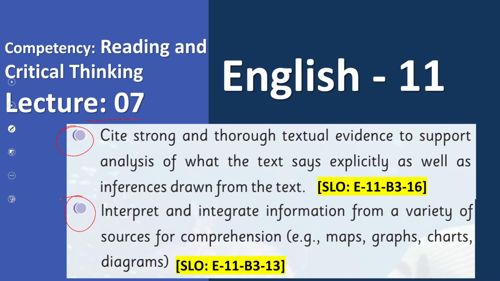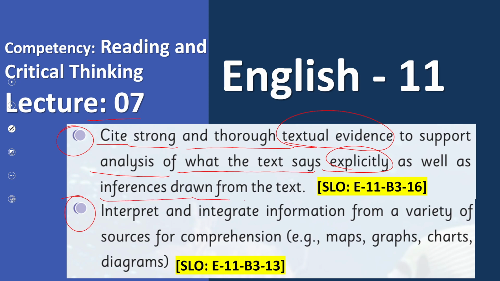So for reading comprehension, the first SLO demands us to cite strong and thorough textual evidence to support analysis of what the text says explicitly as well as inferences drawn from the text. Whenever we have a reading comprehension passage, we read the passage thoroughly and then answer some questions. One or more of them ask for citing evidence, to give evidence to support your answer. And this is what we mean by textual evidence.